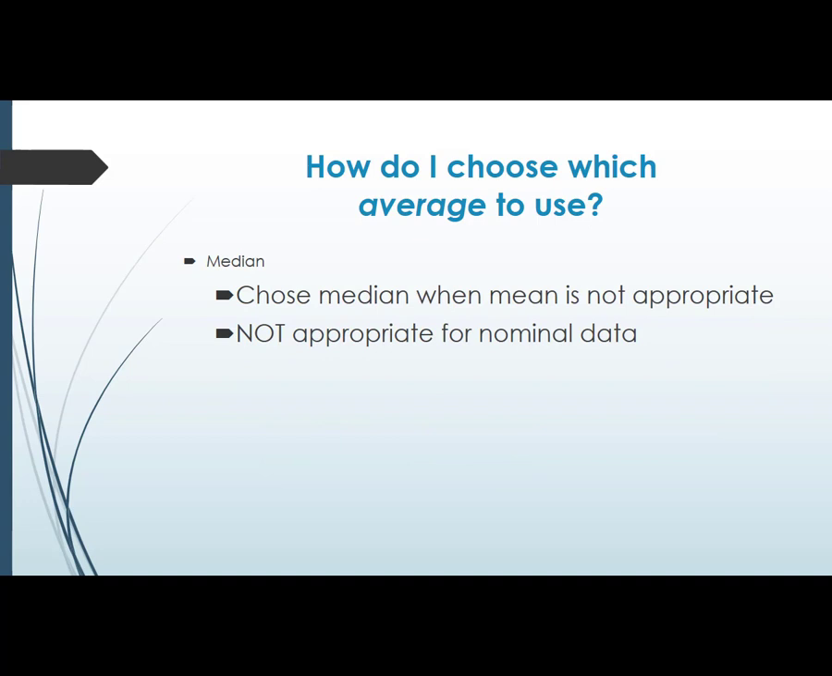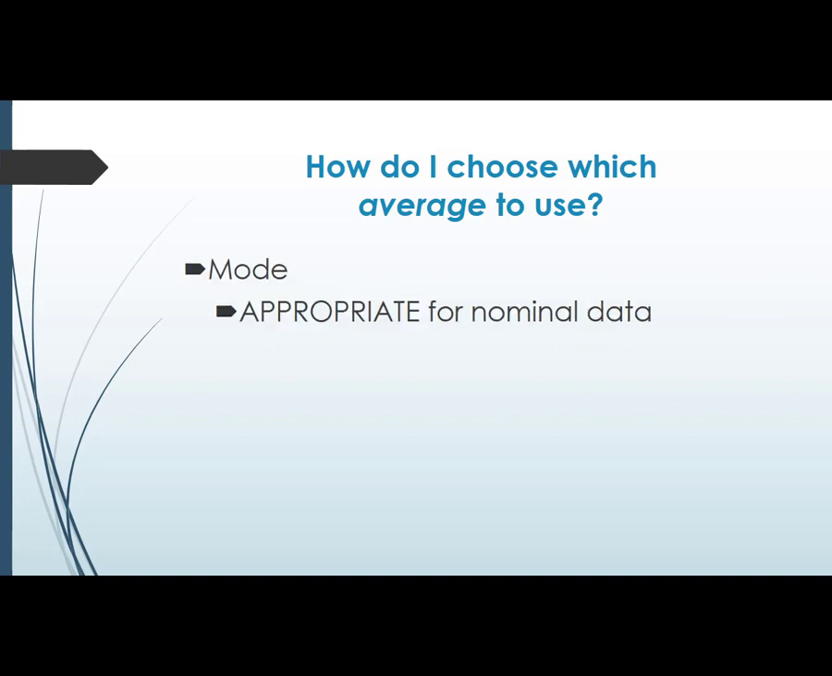Median. So you choose median when mean is not appropriate. Okay, so your first choice is mean, your next choice is median. You do not use median for nominal data. So when you have nominal data, you use mode. Okay, mode is always your last option, but it is the only one that is actually appropriate for nominal data. What's nominal data again? That's just information like marital status, sexual orientation, relationship status. Any of those qualify as nominal data.